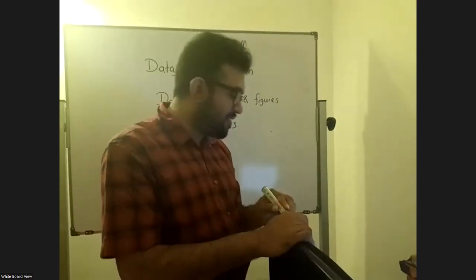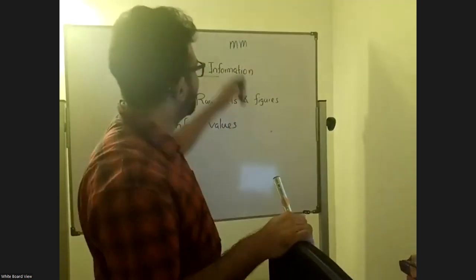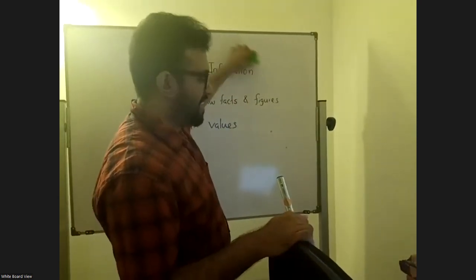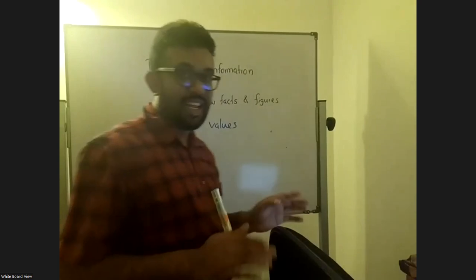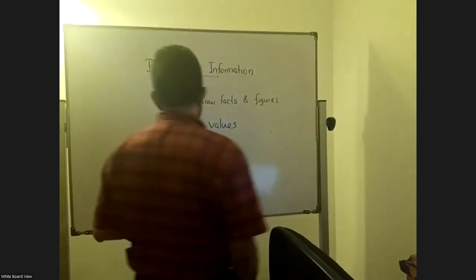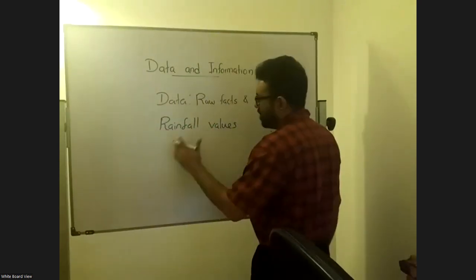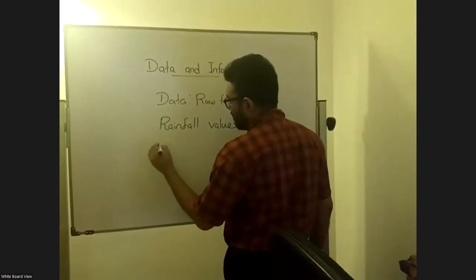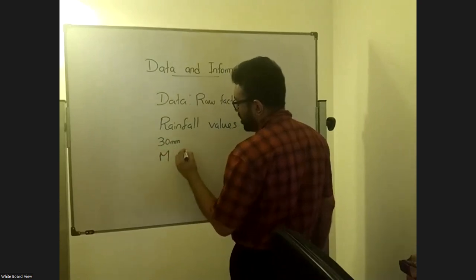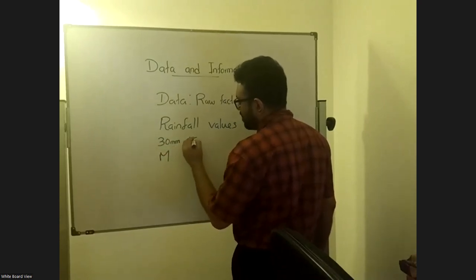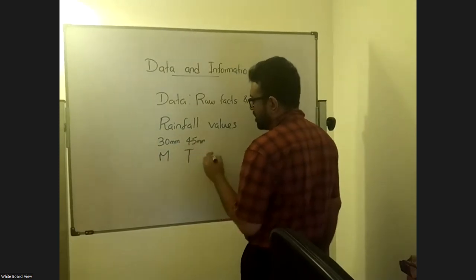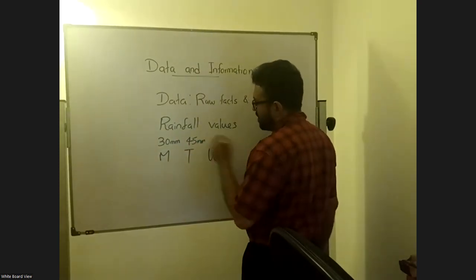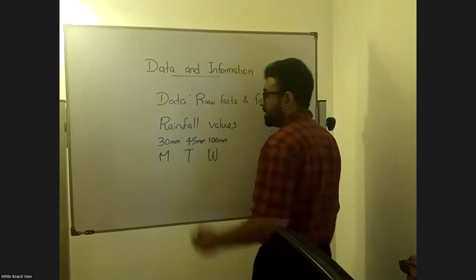Not liters or milliliters. I thought of the instrument. It's not any milliliters or anything, right? Not liters, it's all about millimeters. So now let's say rainfall values during one week. Let's say on Monday, we have 30 millimeters of rain. Then on Tuesday, let's say 45 millimeters. Then on Wednesday, let's say 100 millimeters. So that means it has gone up.